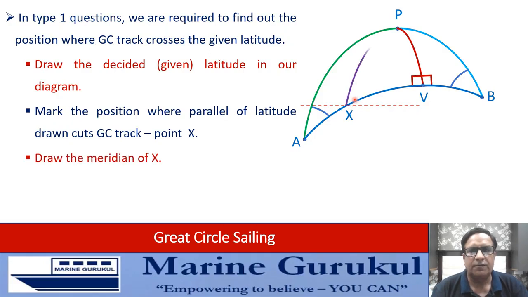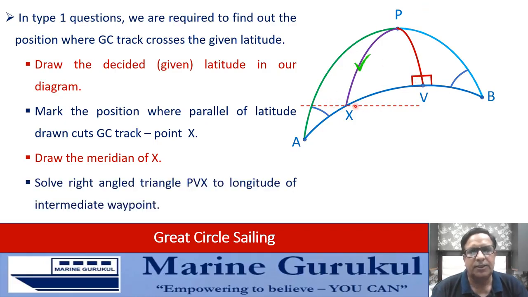We draw the meridian of X and we get a right angled triangle PVX, in which from the latitude of the vertex we know PV, and from the latitude of X we know PX. So the elements that are known to us are PX and PV. If we can calculate angle P, which will be the D long between V and X, then that shall help us in getting the longitude of X.